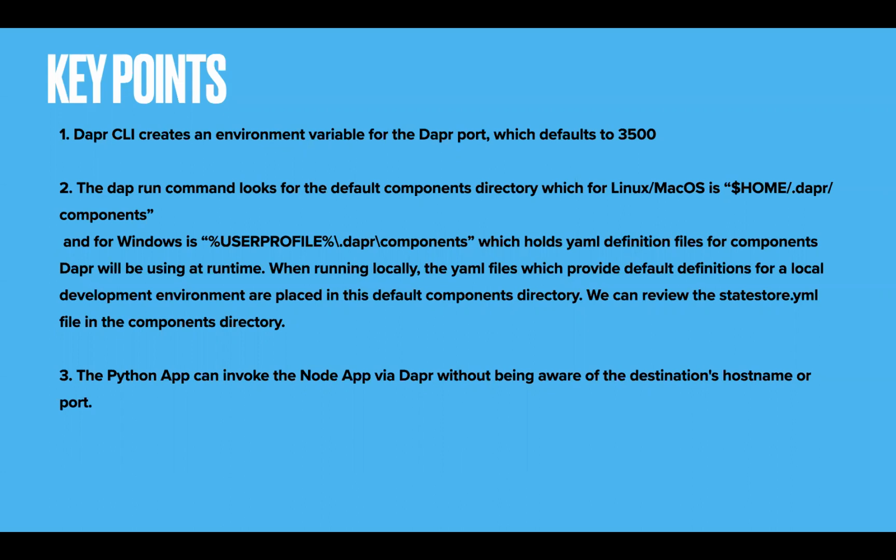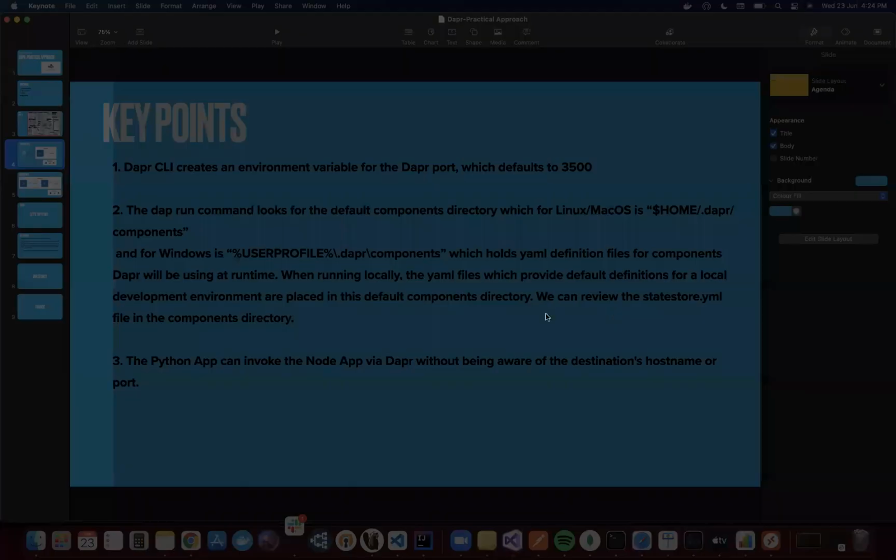And the third thing we saw is that the Python app can invoke the Node app via Dapr without being aware of the destination's hostname and port. So if we try to reproduce this on Kubernetes, the service discovery, everything is handled by Dapr now. I don't have to have Nginx or anything there for communication between my services. Dapr would take care of that easily, the same way we did it in this local environment.